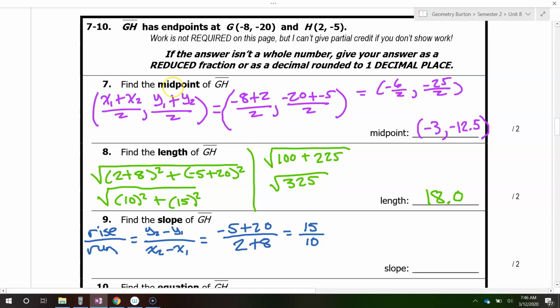But we are supposed to have a reduced fraction. So let's go ahead and reduce this down. Both of these are divisible by 5. So if we divide both of these by 5, we're going to get 3 over 2. So that is the slope.